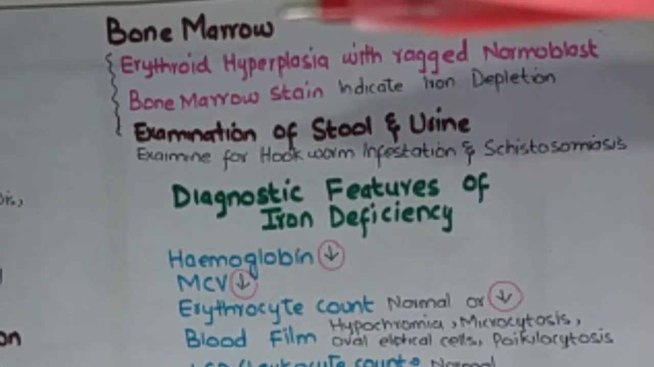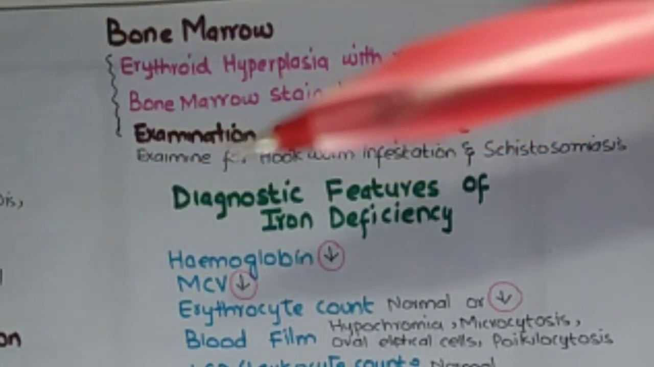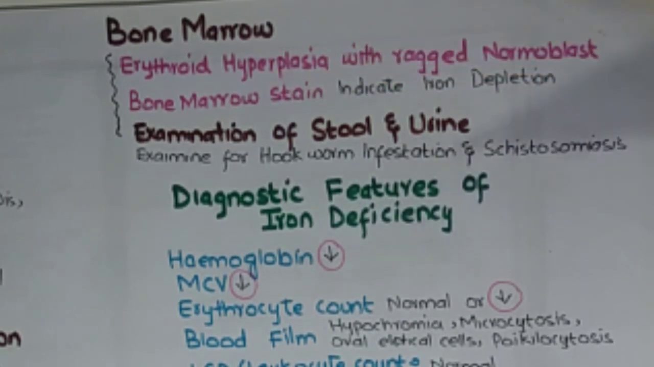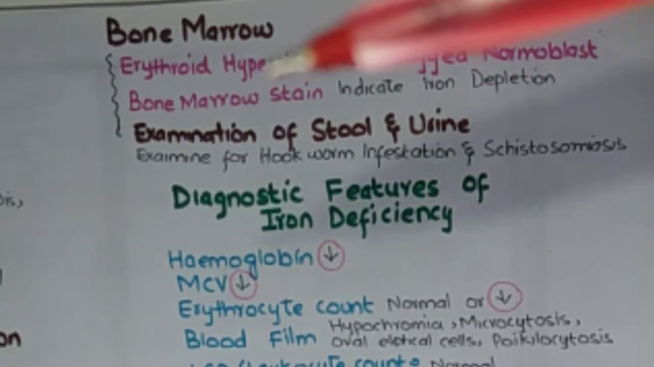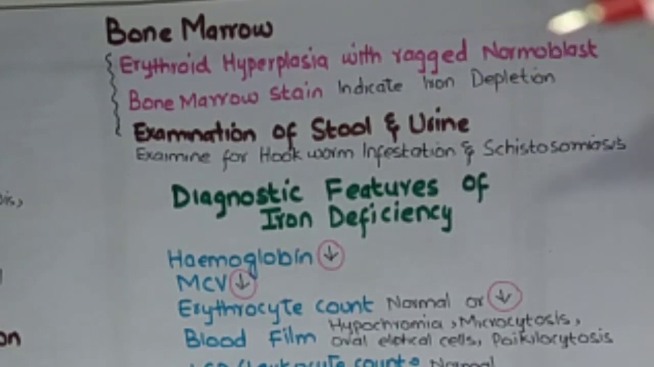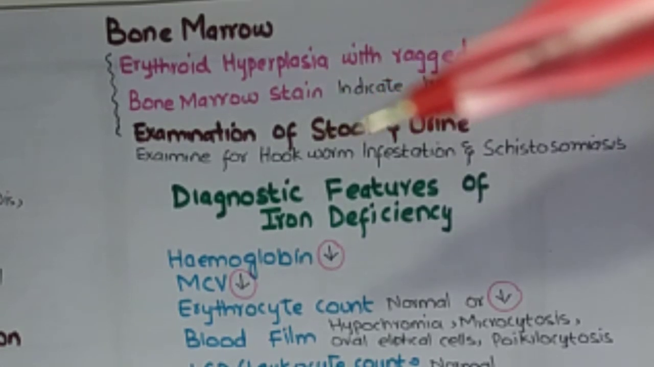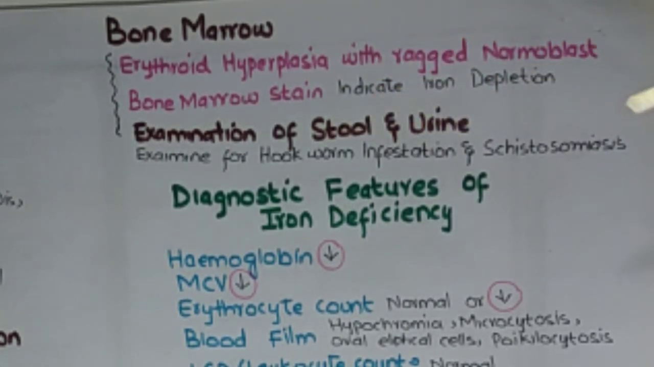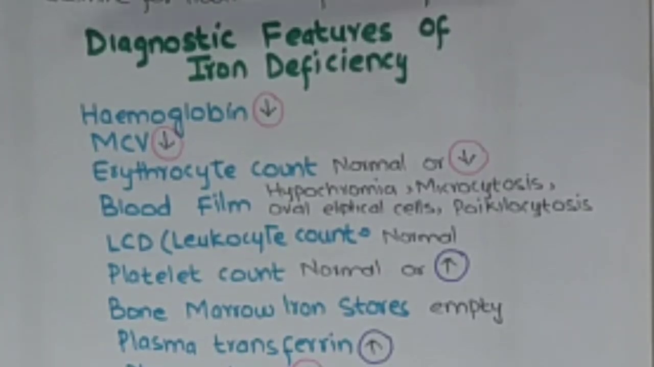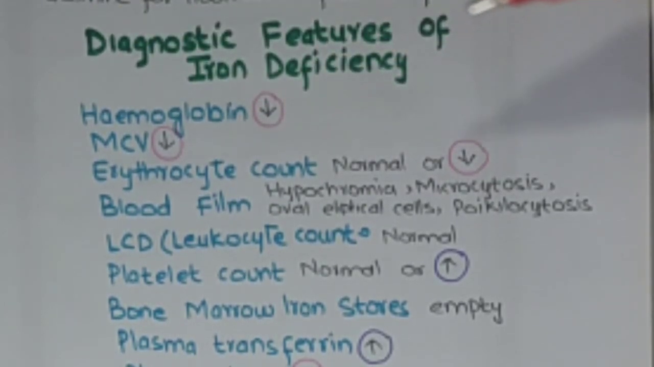Friends, the next investigation is the bone marrow study. In the bone marrow study, what we will find is erythroid hyperplasia with ragged normoblasts, and the bone marrow stain will indicate iron depletion. Examination of the stool and urine, to examine for hookworm infection and schistosomiasis. And finally, here is the summary of the diagnostic features of iron deficiency anemia.